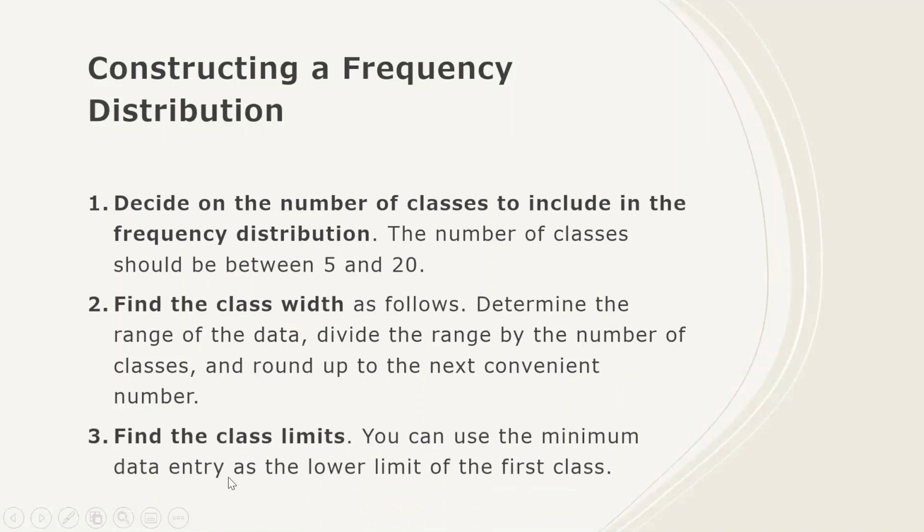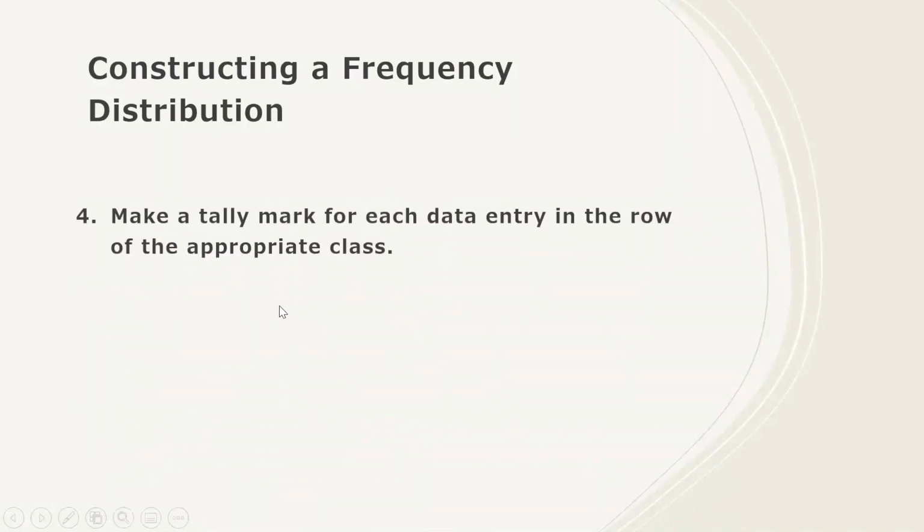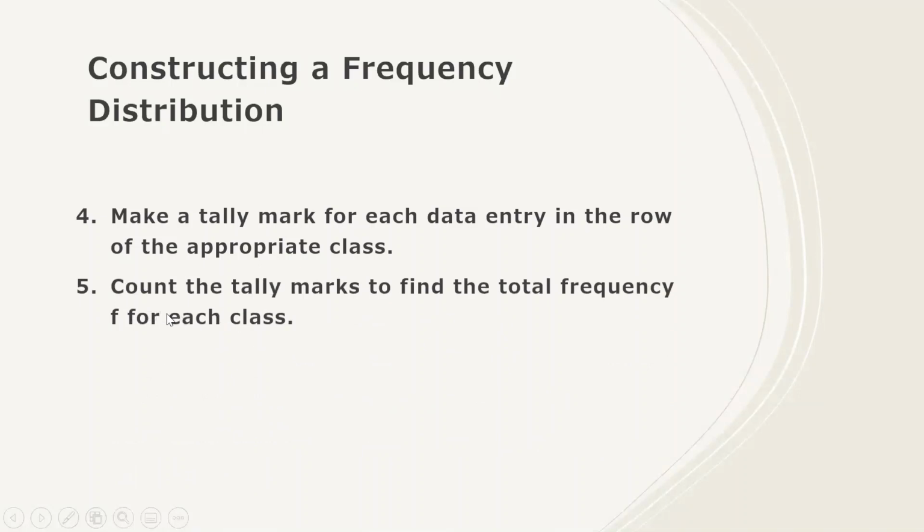You can use the minimum data entry as the lower limit of the first class. Step number 4, make a tally mark for each data entry in the row of the appropriate class. And last one, count the tally marks to find the total frequency f for each class.